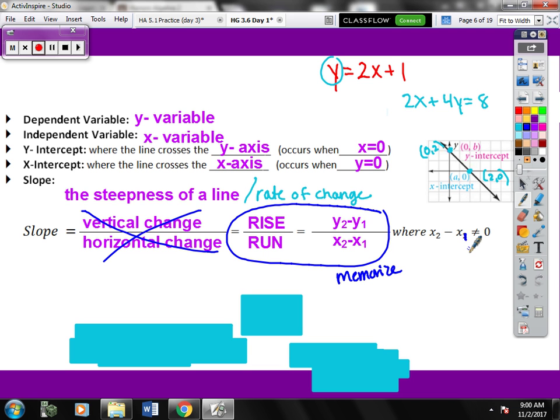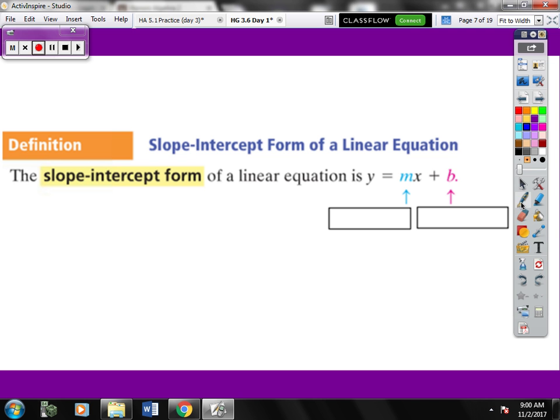So today we're just graphing some simple equations. They will be mostly in slope-intercept form. A couple will be in standard form. So this is our slope-intercept form, which is our y equals mx plus b. Remember that m stands for the slope. b stands for the y-intercept.